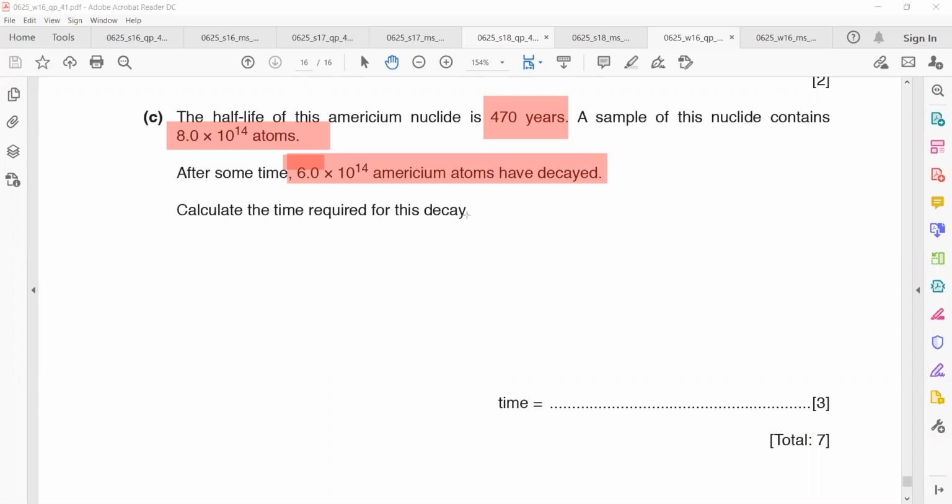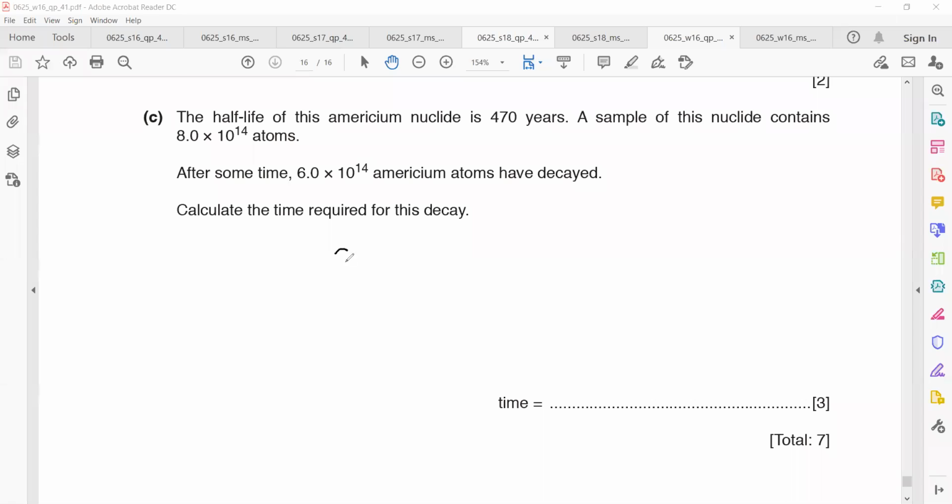Means we have to find, when 6 exponent 14 atoms of americium have decayed or become stable, how much time it will take. We cannot use a ratio here. Ratio is only used when you are taking one value, like for one stage, but because it's a 2-stage, you cannot take a ratio. If you try to solve a half-life question with a ratio, you will not get the right answer.